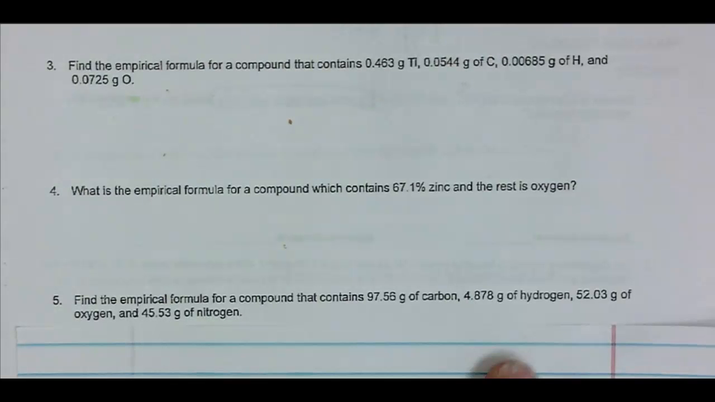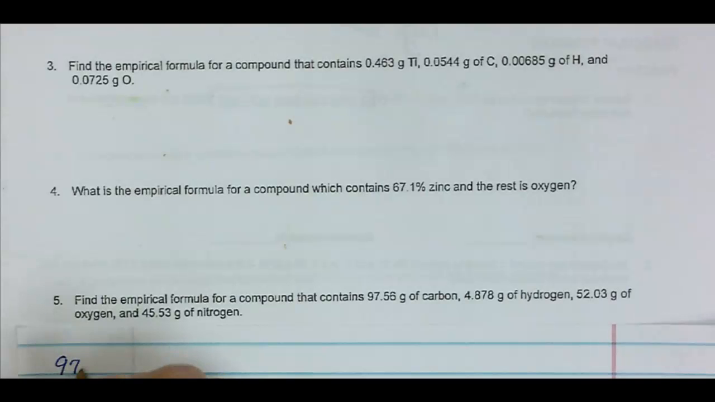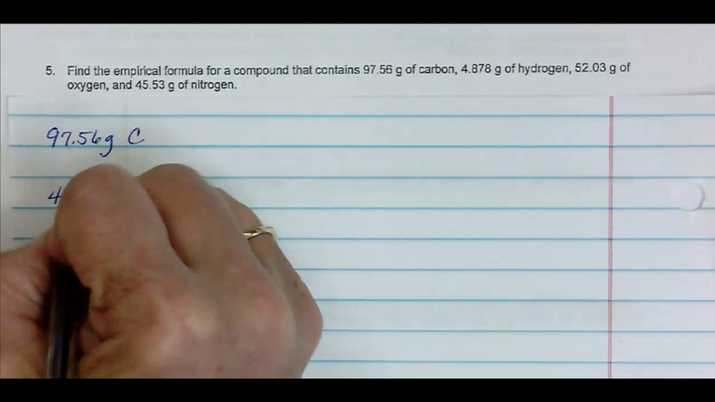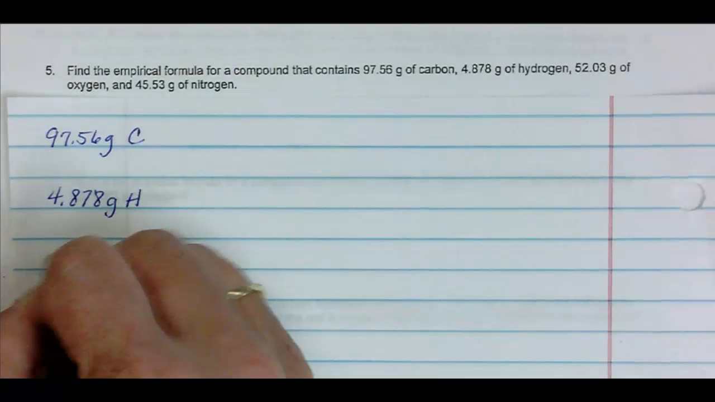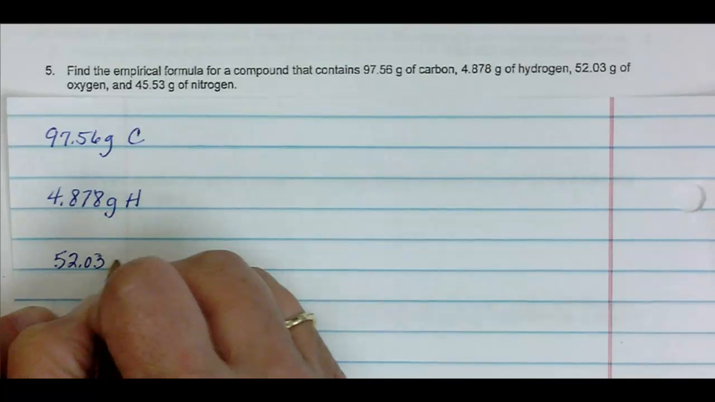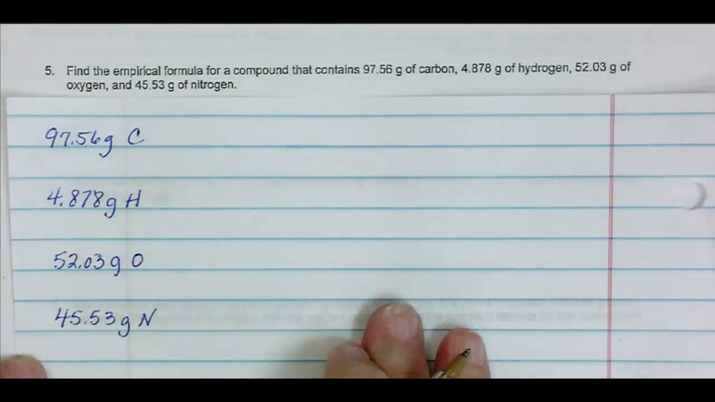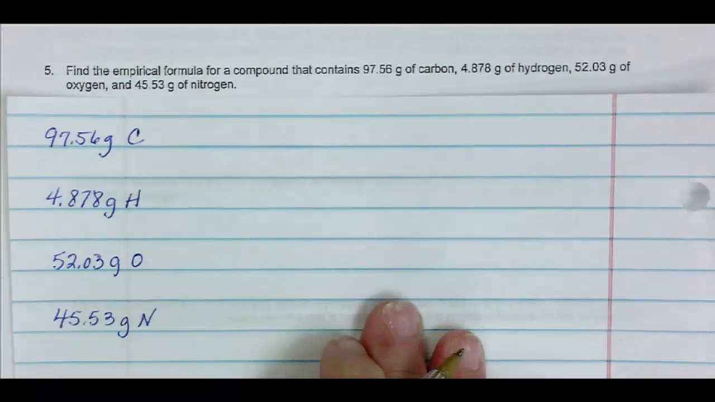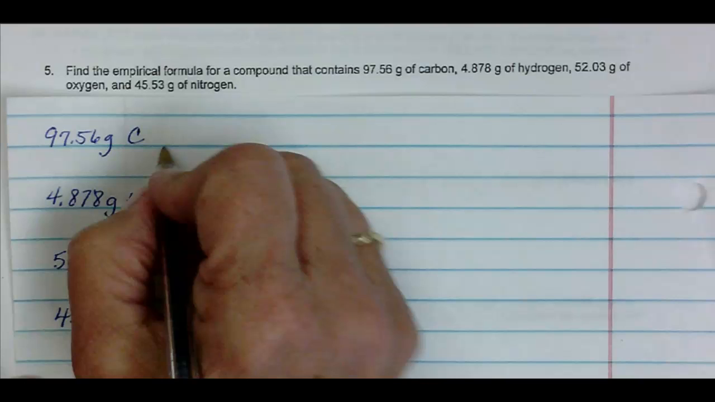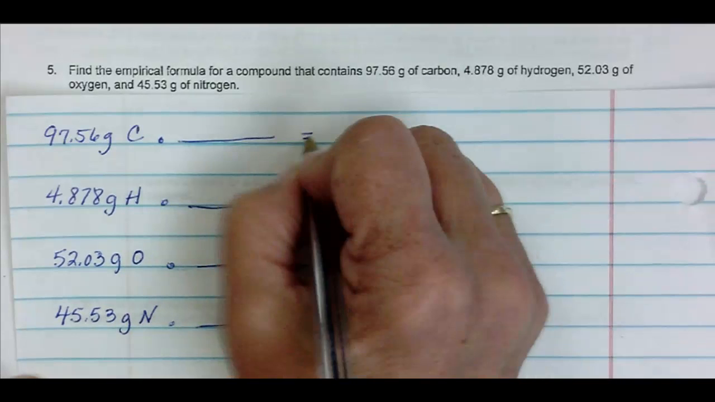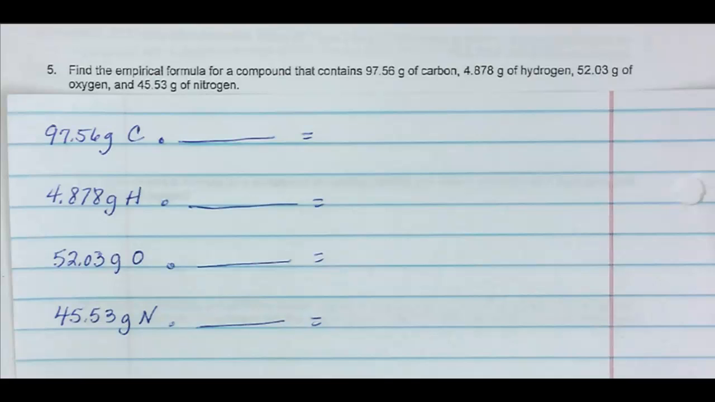And again, we're going to just write down all of our givens. So 97.56 grams. Oops, I'm going to slide this all up. Here we go. Of carbon. 4.878 grams of hydrogen. 52.03 grams of oxygen. And 45.53 grams of nitrogen. So again, what becomes our next step to do? Okay. So hopefully you recognize it as a gram to mole conversion. So go ahead and get your gram to mole conversion done.